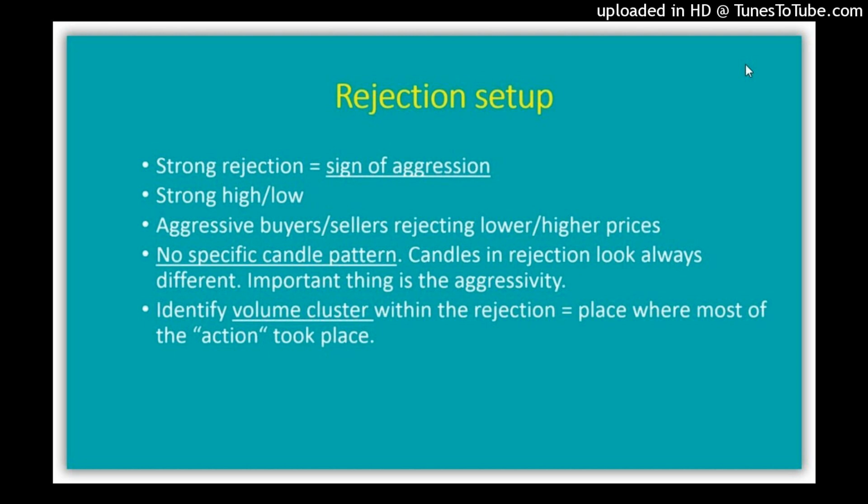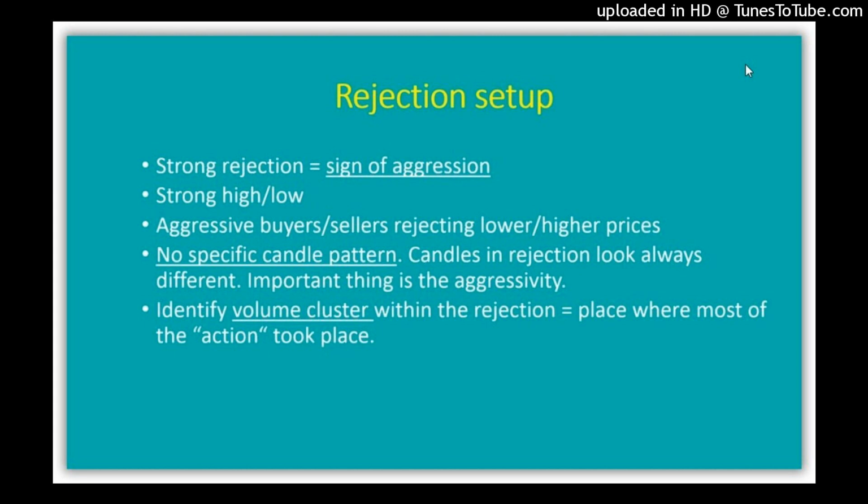You use the volume profile on the rejection area. So as in the picture, this is the rejection area. This is where you use the volume profile. You are interested only in the volumes within the rejection. And the very important thing here is, if there is no significant volume cluster within the rejection, then you don't take the trade. So if you don't see anything like this, if you don't see any significant volume cluster, then there's no trade.